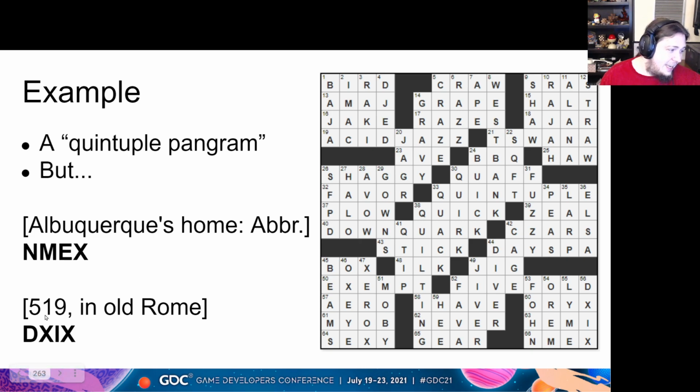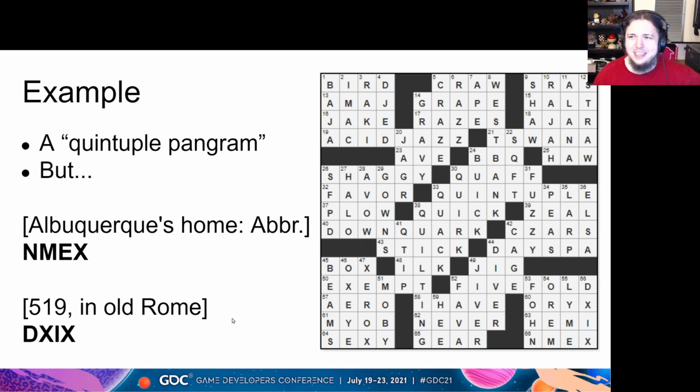DXIX is "519 in Old Rome." It is a Roman numeral clue. And let me tell you, if you've been doing crosswords long enough, the number of times you've seen these, it always elicits a groan. It's like, well, I guess if you really had to. Putting numbers in a crossword grid, once you've seen it once, you've seen it. The point is, you're paying in the sparkle and the liveliness of the clues and the quality of the fill in order to achieve this goal of a quintuple pangram.